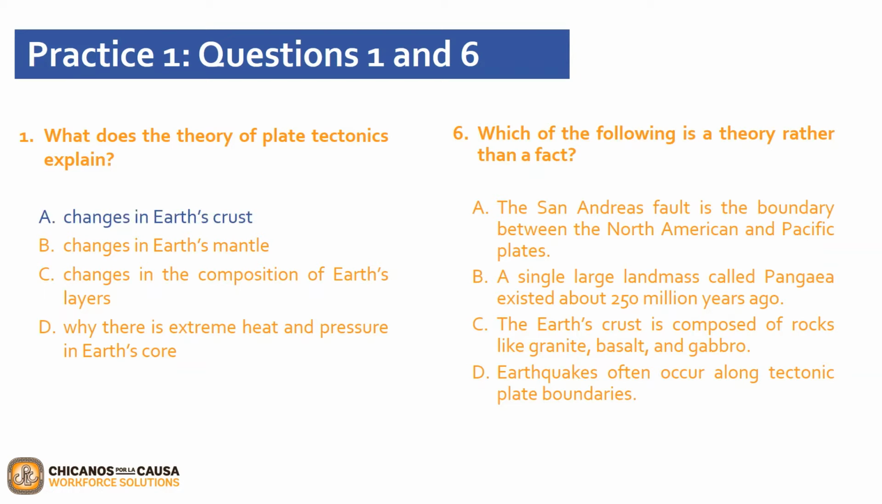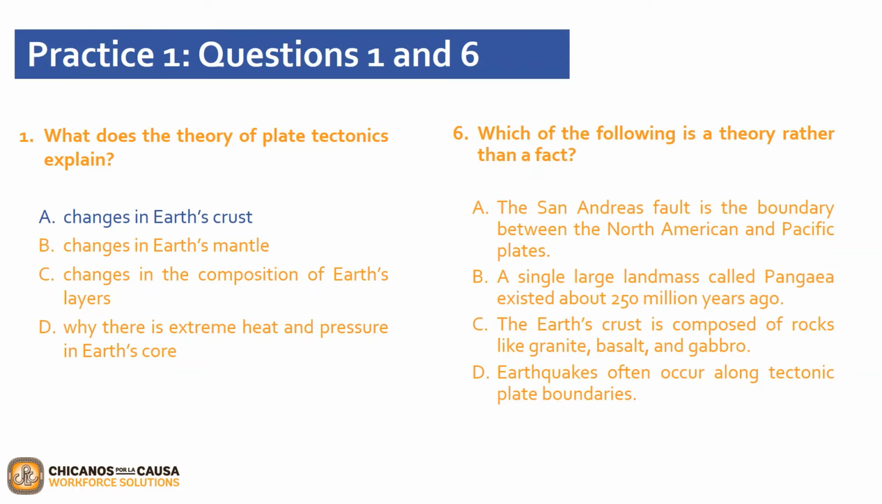Now let's look at 6. Which of the following is a theory rather than a fact? A. The San Andreas Fault is the boundary between the North American and Pacific plates. B. A single large landmass called Pangaea existed about 250 million years ago. C. The Earth's crust is composed of rocks like granite, basalt, and gabbro. And D. Earthquakes often occur along tectonic plate boundaries.